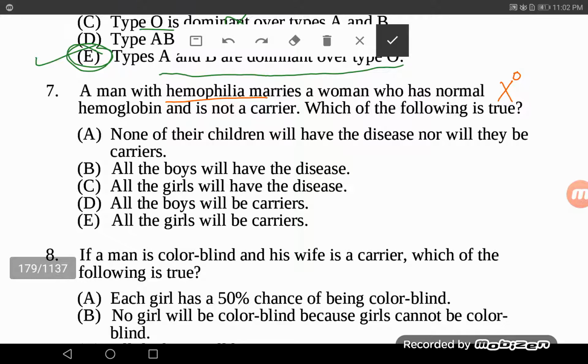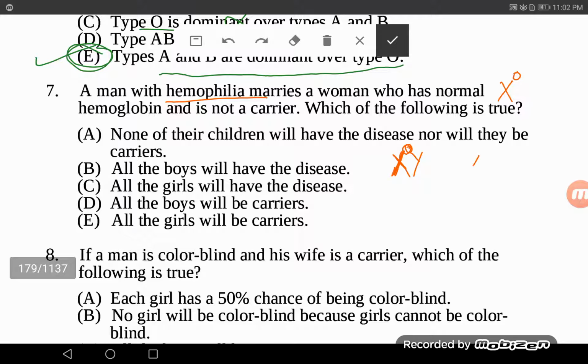So the question says, a man with hemophilia. So a man with hemophilia, it will be X. This is the genotype for the male. The X chromosome of the man is carrying the disease. Okay, I will put here a 0 or a symbol that I know it's carrying, okay. He marries a woman who has normal hemoglobin and is not a carrier.